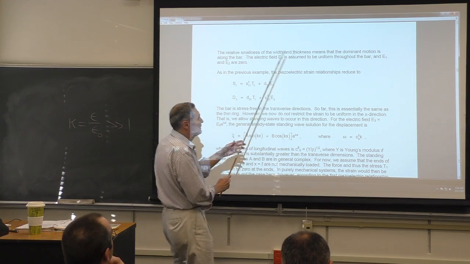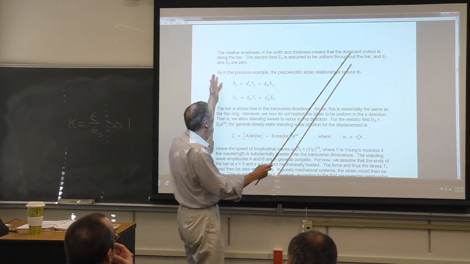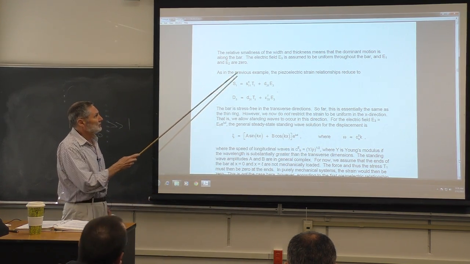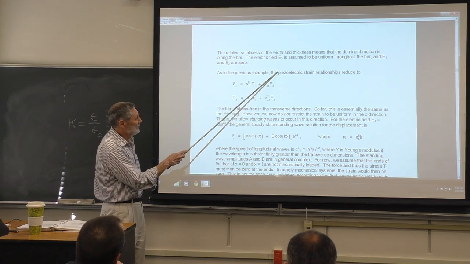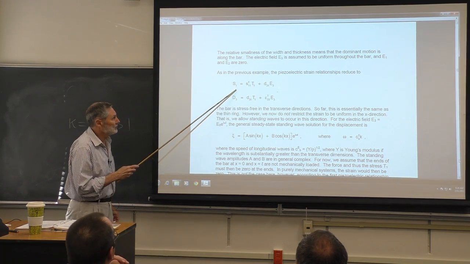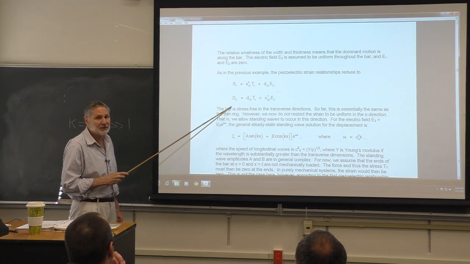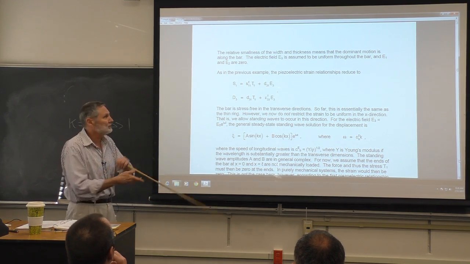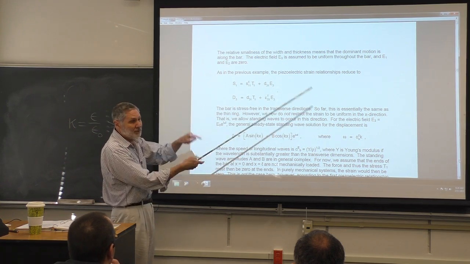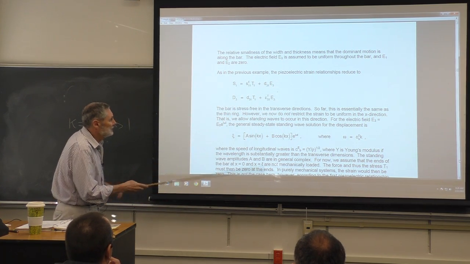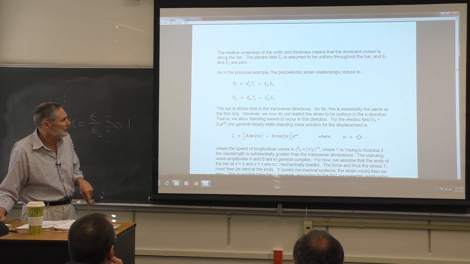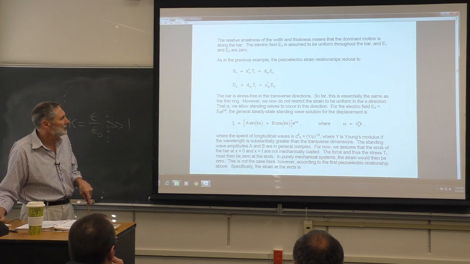And because this is a piezoceramic with an axis of symmetry, E1 and E2 have to be 0. We don't need to worry about those. So anyway, the relevant piezoelectric strain relationships here reduce to this. This is the strain in the X direction in terms of the stress and the electric field in the Z direction. And this is the displacement. And the bar is stress-free in the transverse dimensions, okay?